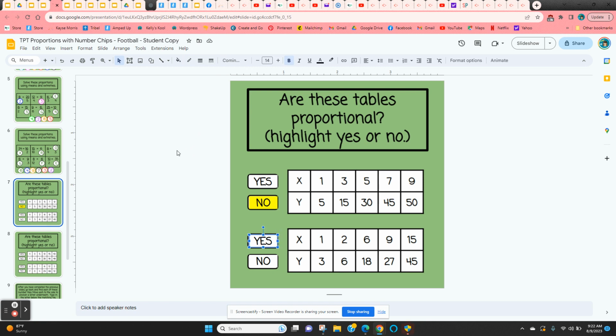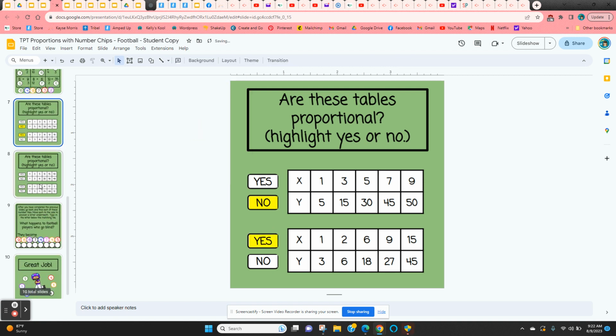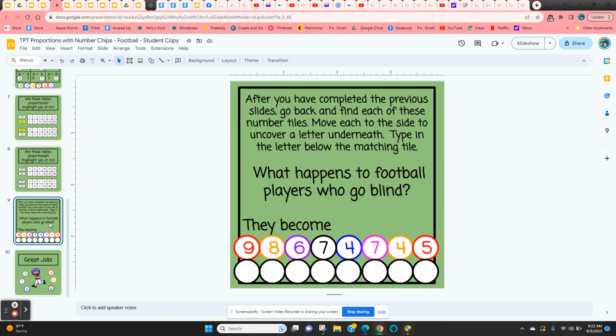So this is a proportional table, and they're going to highlight the yes. Same thing on the next slide. We've got 2 more tables to determine whether they're proportional. Then we get to the last slide.